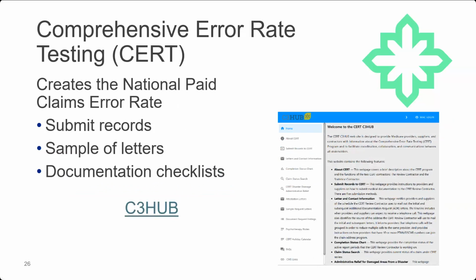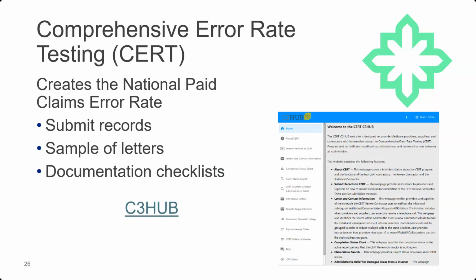Comprehensive error rate testing. Again, I was asked about documentation lists. Yes, the comprehensive error rate testing contractor has a documentation list. This program is done independent of the claims processing. This program creates the national paid claims error rate. So what they're looking at is complex medical review and a random sample.